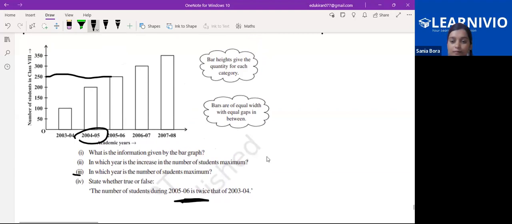Khadija, you also got it? Yes, ma'am. So I wrote true as the answer. That's not 2003 and 4, it's 2005 and 6. So over here it's 250 and here it's 100. So how can this be double? Yes. And I thought it was 2004. I'll read the question carefully. You have to read this. In case you miss anything, you lose marks.